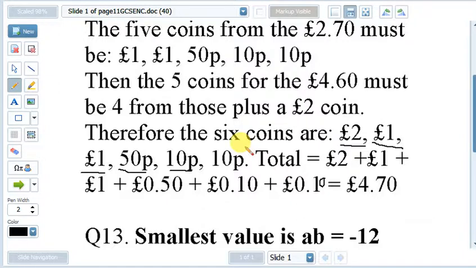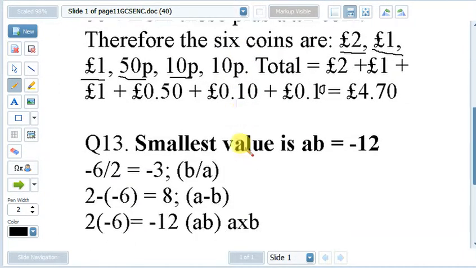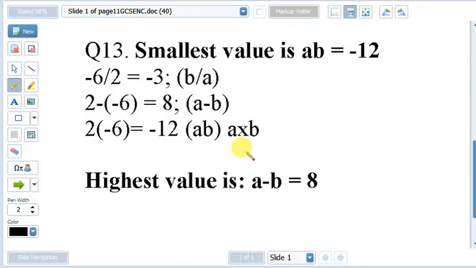Well done if you managed to get that correct. Remember, show all stages of your working out, like the adding up and how you've come across the £2.70 and the £4.60. Okay, well done. So, question 13 now.